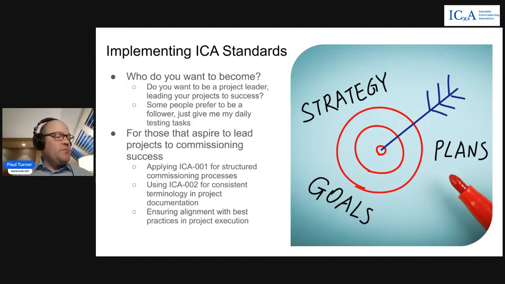So if you aspire to be an industry leader, and if you aspire to lead your projects to success, then the first two documents we've covered here, ICA 001 and 002, give you that structured process and how to complete your projects so that you can truly step into that role as a commissioning leader and be the leader to complete your projects for on time and on budget completion.